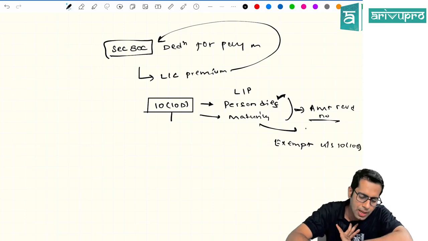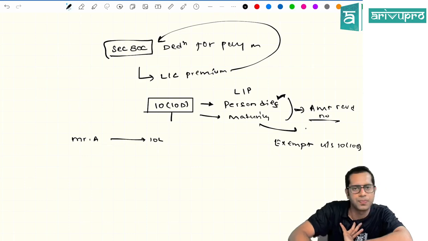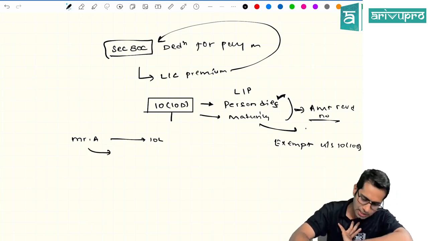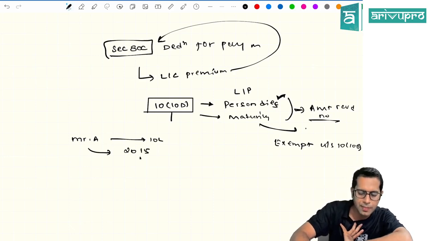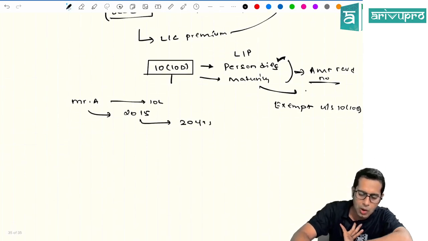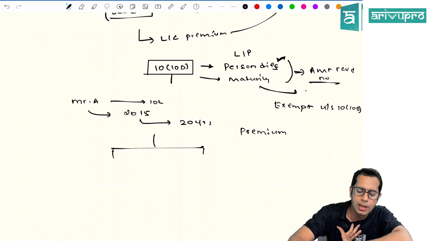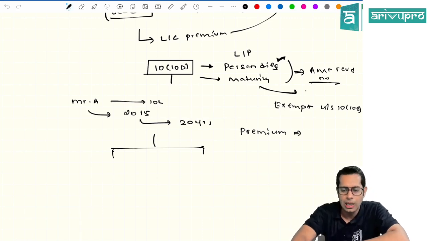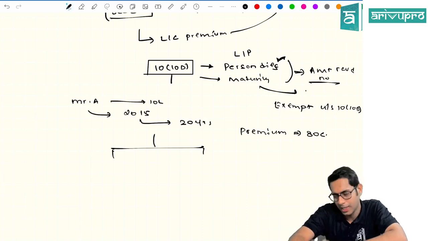Now please note, Mr. A has taken a life insurance policy for 10 lakh rupees. This policy was taken in the year 2015, and this policy is for 20 years. For 20 years he will have to pay something called premium. Correct? He will have to pay life insurance premium. Now this premium is allowed as deduction under section 80C. Correct? Yes, sir.